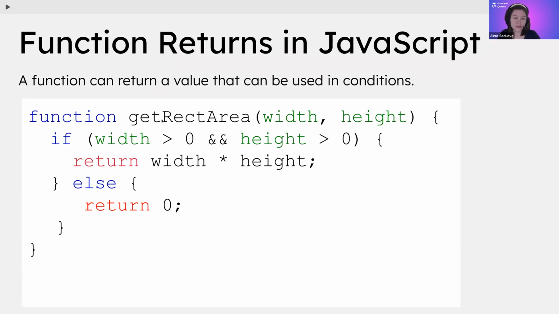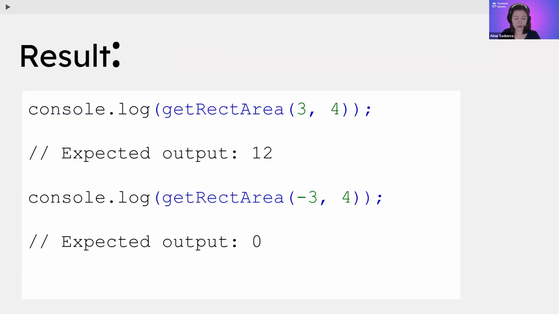For example, we have a function getRectangularArea, which accepts width and height, and we check if width is more than 0 and height is more than 0, then we return the multiplication of these two. But if any of these values is less than 0, we will return 0, because you cannot calculate the rectangle area if one of the numbers is negative. And as you can see in the console log, for positive numbers it returns the product, and for negative numbers it returns 0.